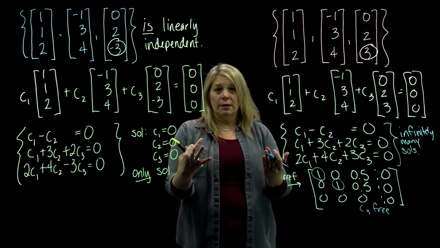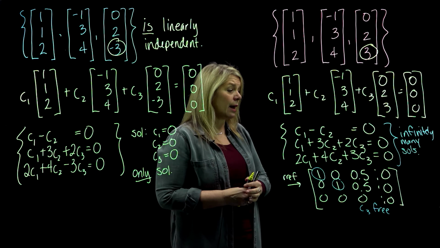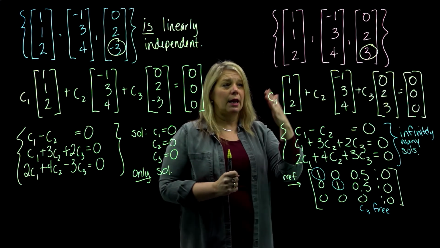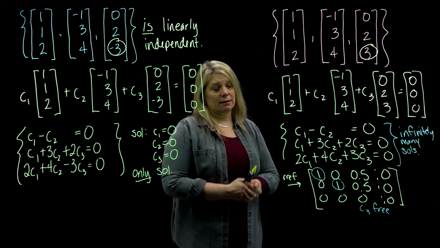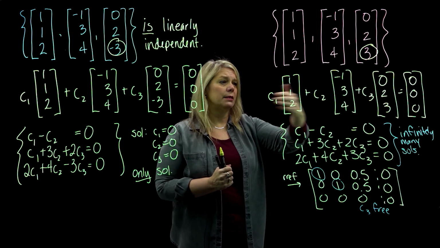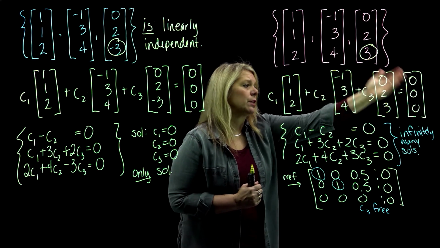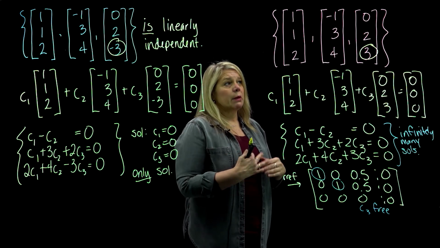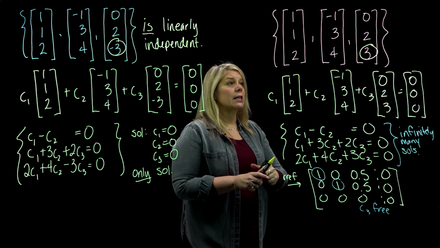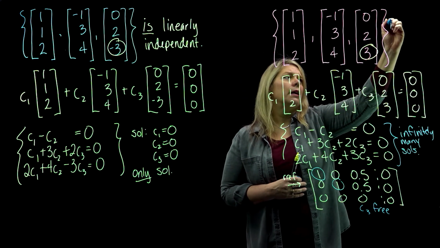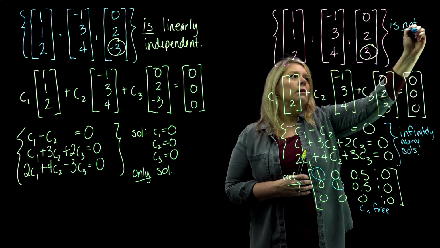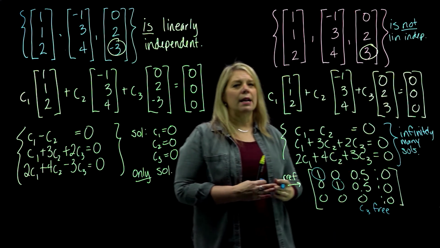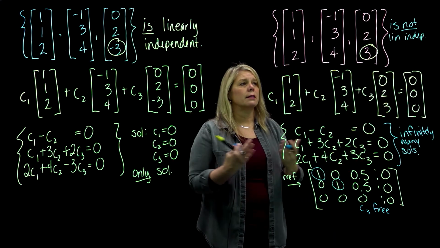But if we're really just talking about linear independence or not, the key here is that the linear combination where the scalars are all 0 is not the only linear combination that makes this linear combination equal to the 0 vector. So that means I have infinitely many solutions, so that means that this set is not linearly independent. Or you could say that the set is linearly dependent. That's another way to say that.